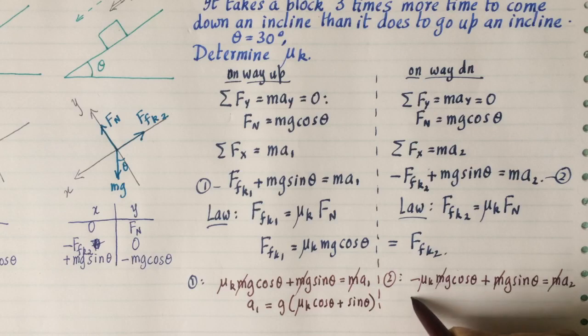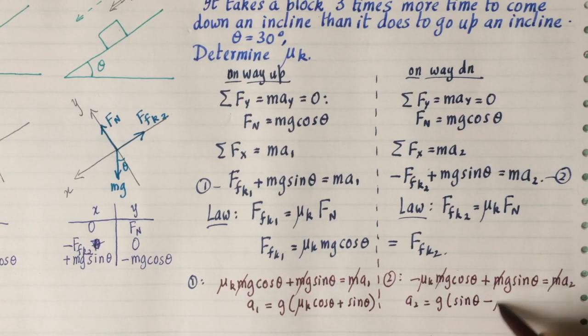And the second acceleration a2 is going to be g times sine theta minus mu k cosine theta. So you can see the acceleration on the way up is greater than the acceleration on the way down. So it makes more sense for the particle to take a longer time to come down than it does to go up. In fact, the problem says it takes 3 times longer to come down the incline.